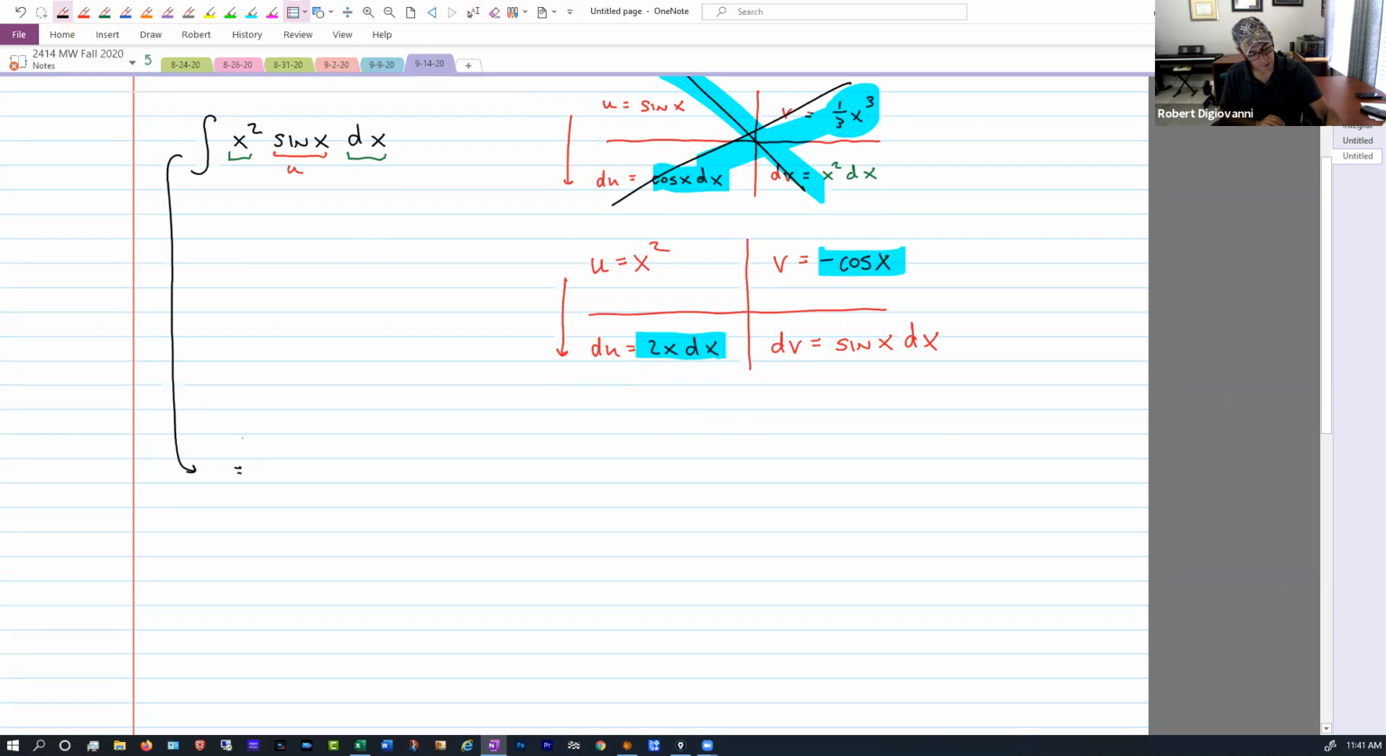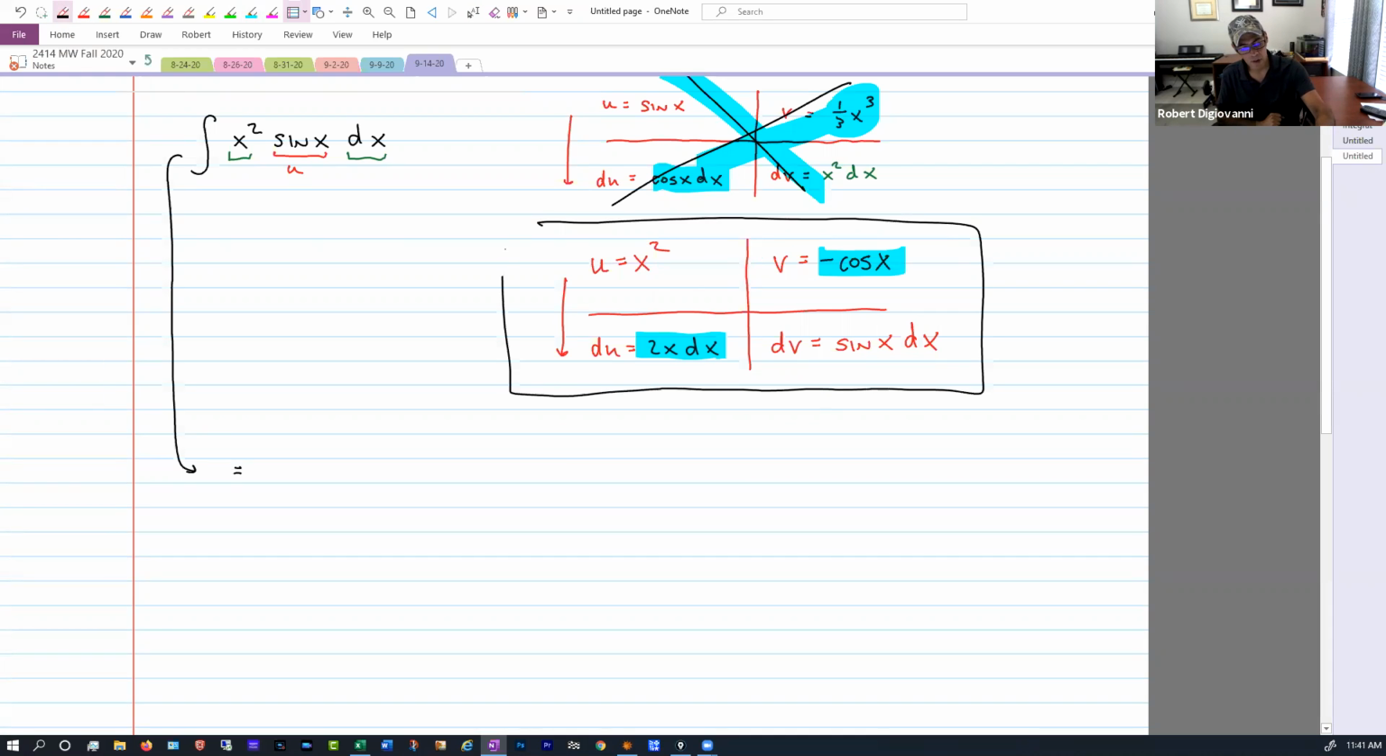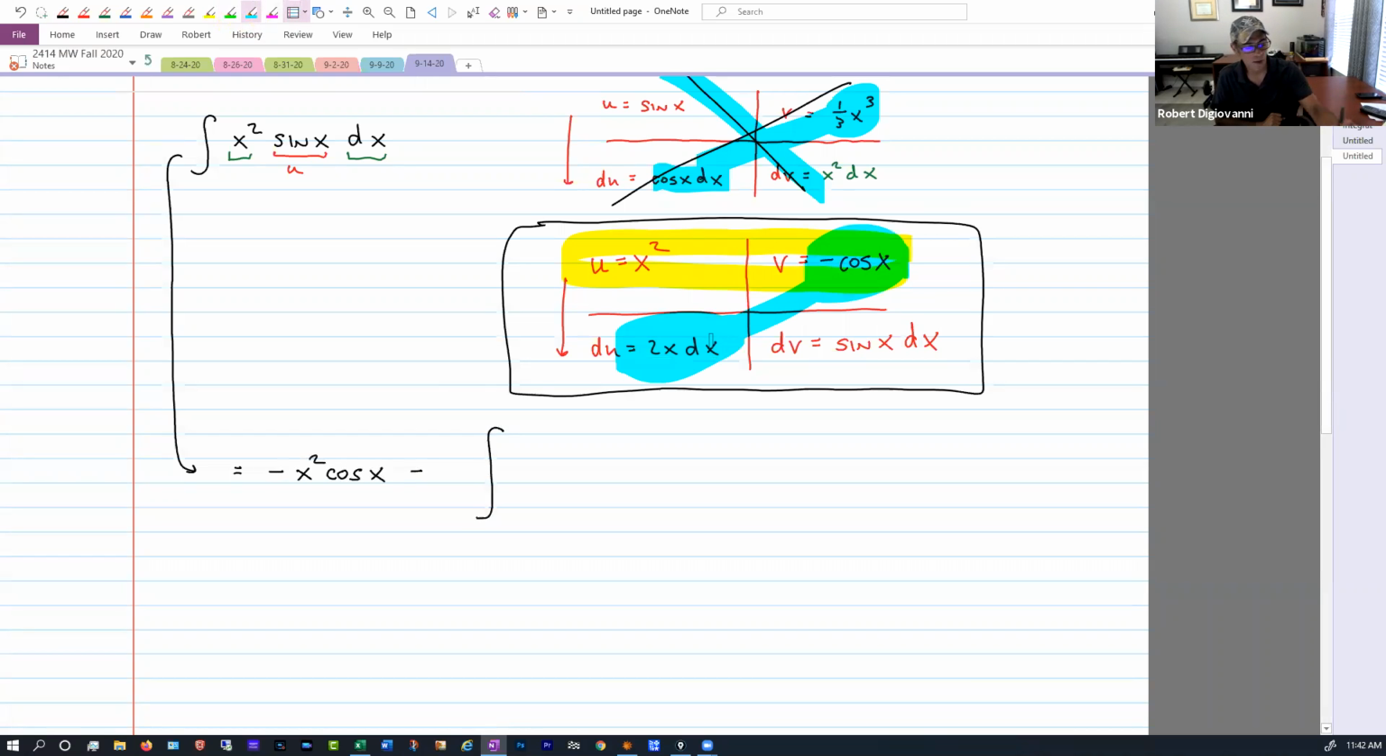Okay, so I'm using this table right here. The formula says uv minus the integral of v du, so we have to multiply these two across. So I have -x² cosine x, minus, now watch what I'm going to do here. I'm going to start doing this more often now. I'm going to leave a space. See the space I left in front of that integral? I'm going to do that because anytime I do my voodoo now, my voodoo is going to be these two together. Any constants I have, I'm going to pull out of the integral.